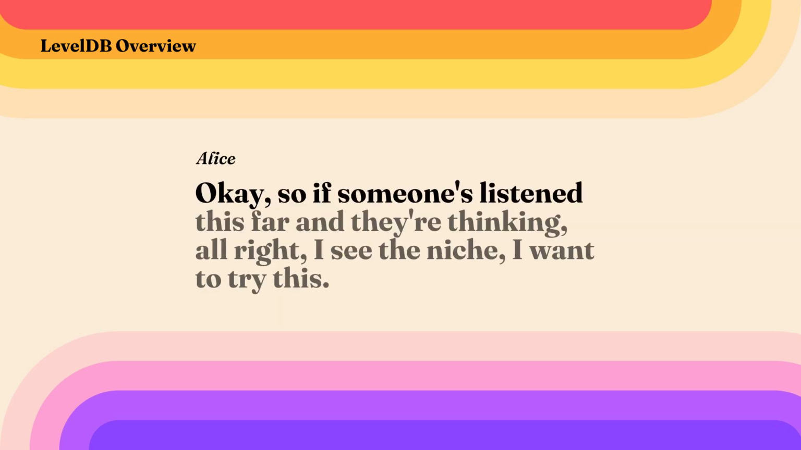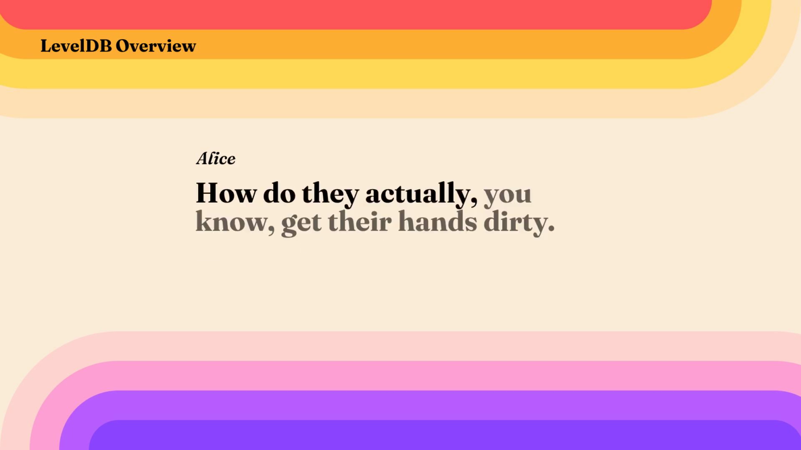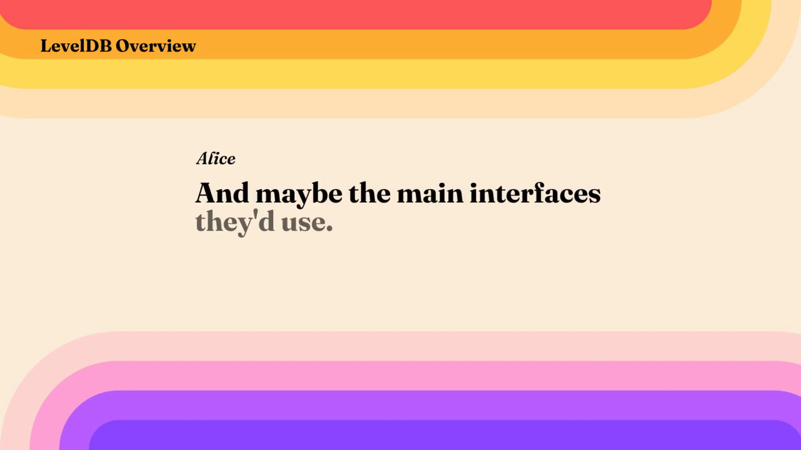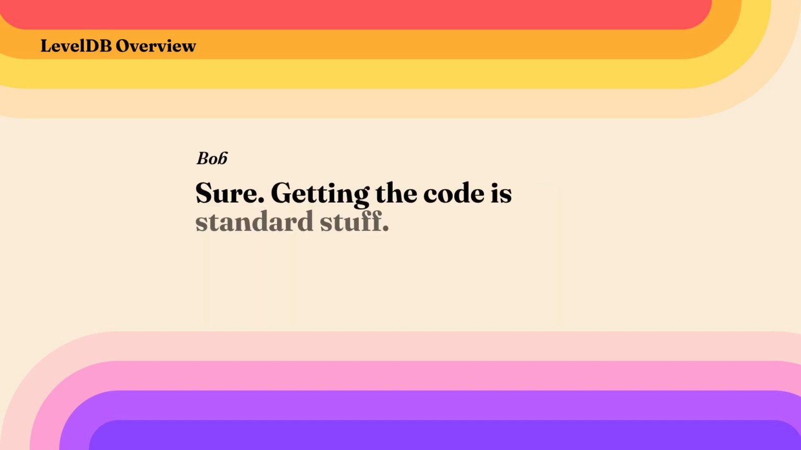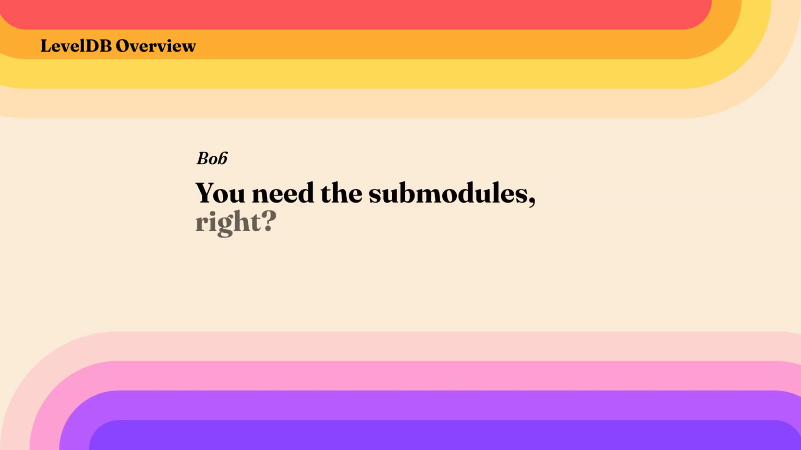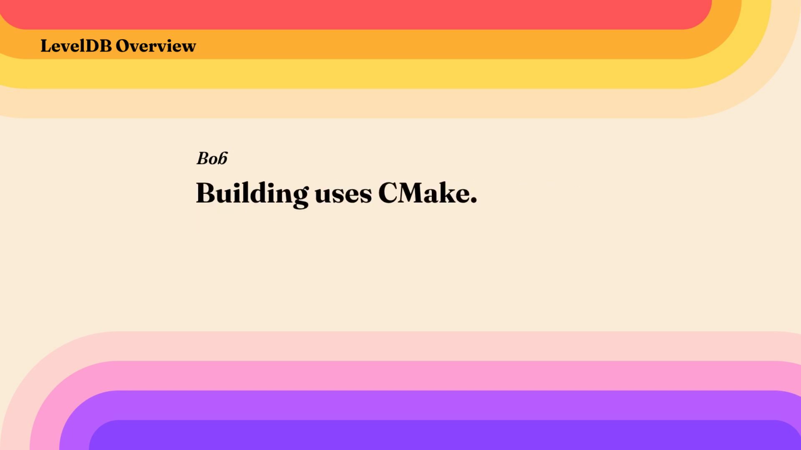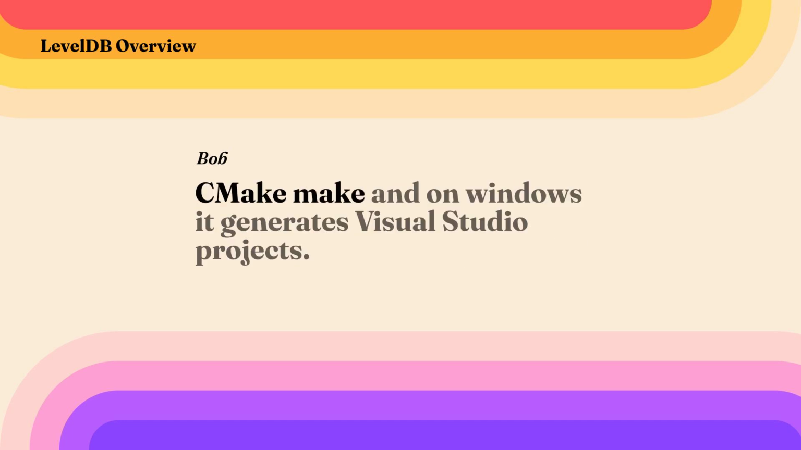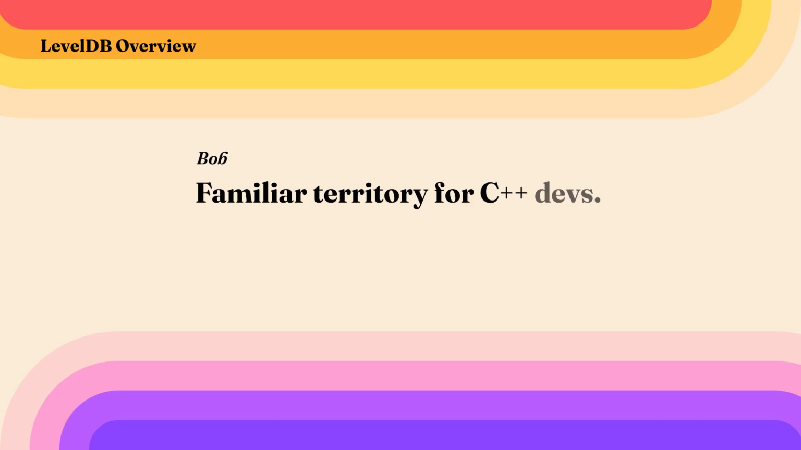Okay, so if someone's listened this far and they're thinking, all right, I see the niche, I want to try this, how do they actually get their hands dirty? Let's quickly touch on building it and maybe the main interfaces they'd use. Sure. Getting the code is standard stuff. Git clone, recurse submodules. You need the submodules. Right. Building uses CMake. Pretty standard for the C++ side. Works on POSIX systems, Linux, macOS, just mkdir build, cd build, cmake, make. And on Windows, it generates Visual Studio projects. Familiar territory for C++ devs.